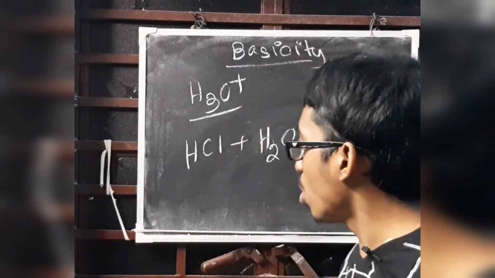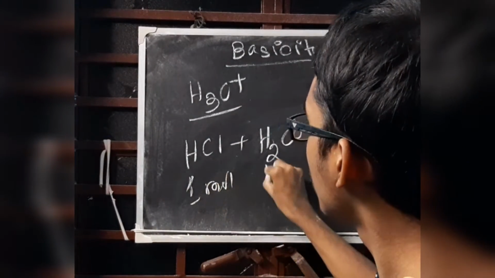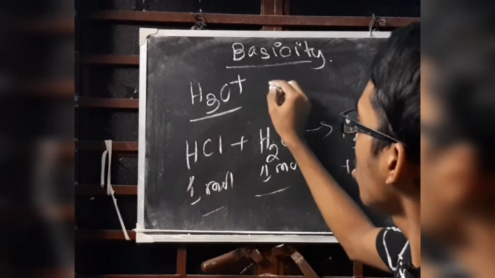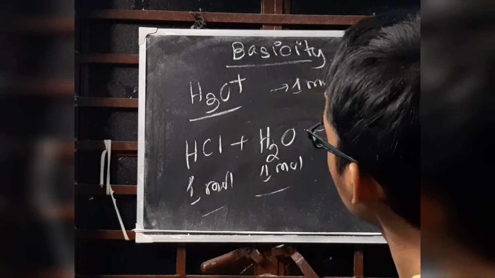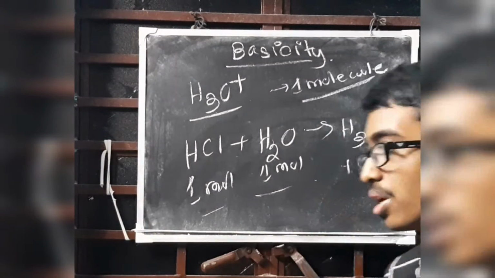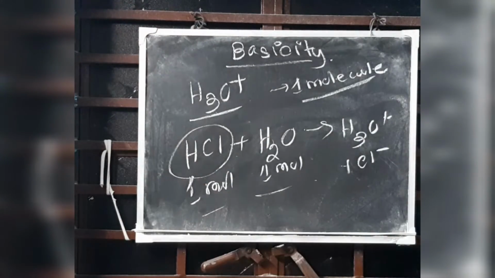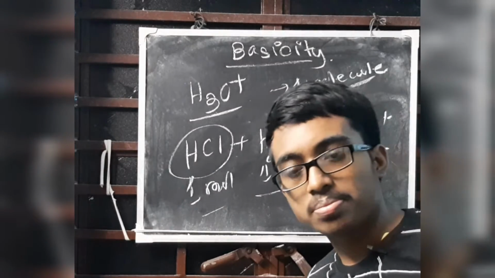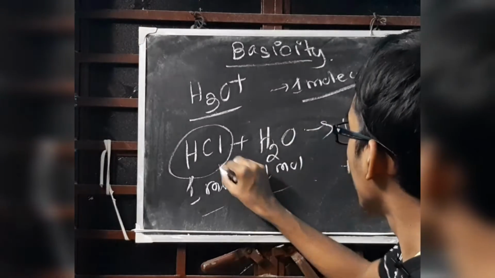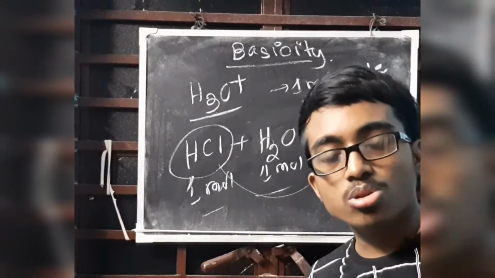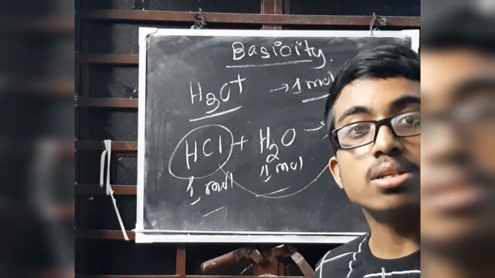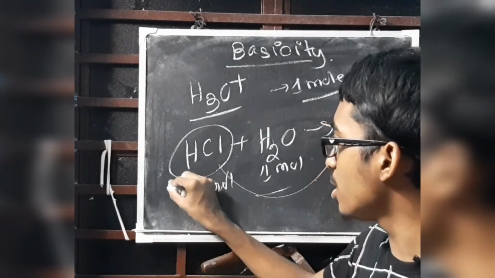According to Avogadro's law, this is 1 mole, this is 1 mole, but I'm not writing all that. According to basicity, how many H3O positive ions will one molecule produce? Here we are considering one molecule. How much will it produce? 1. So if 1 molecule produces 1 ion, it is a monobasic acid. So HCl is a monobasic acid.